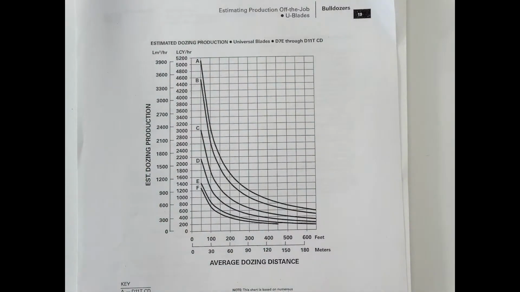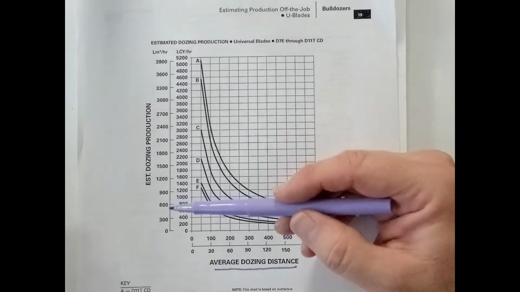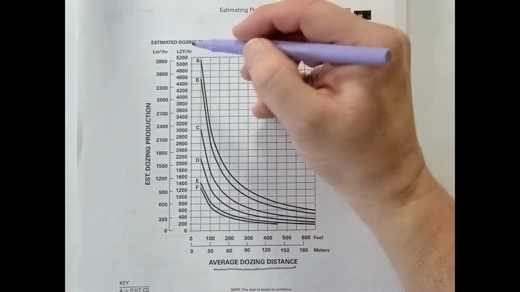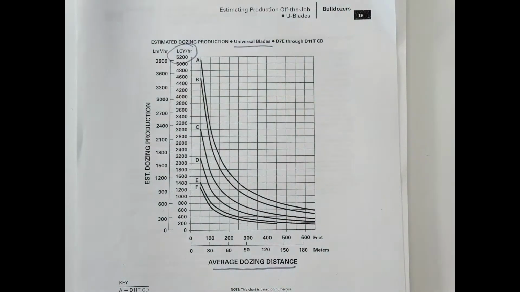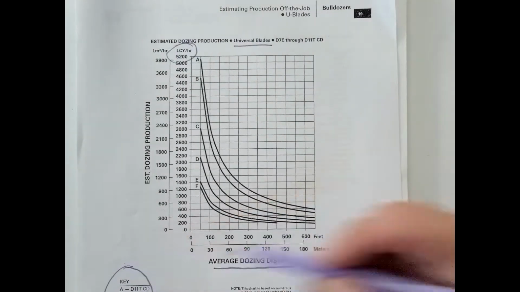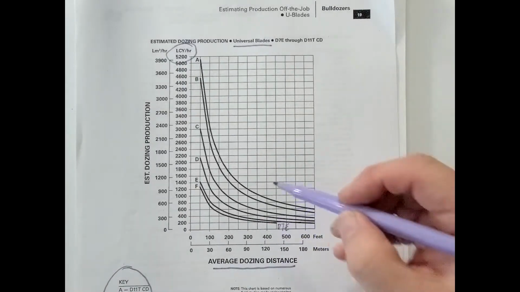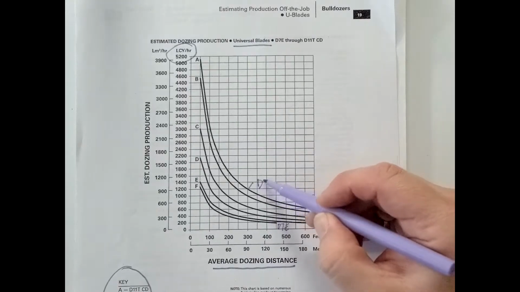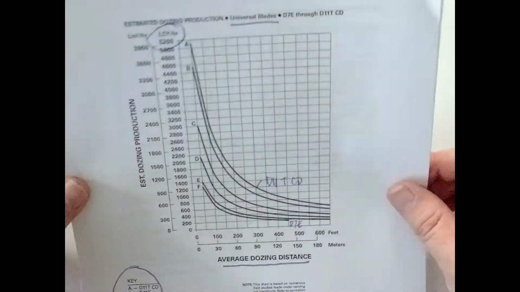On this curve, we have several things. This is the average distance that we're pushing in one direction. It also includes, of course, coming back. This is my estimated dozing production in loose cubic yards per hour using a universal blade or a U blade. And each of these curves shows a different piece of equipment. This is a D7E, this is Caterpillar's data, all the way up to a D11T CD. All of these letters afterwards mean something, but it allows us to make an estimate. So let's take an example and show you how to use these curves.